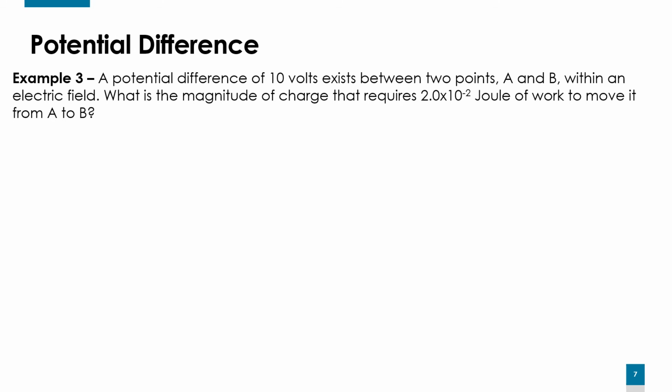Now let's read again and highlight the information that is given. A potential difference of 10 volts exists between 2 points, A and B, within an electrical field. What's the magnitude of charge? So it's asking about the charge that requires 2 times 10 to the power of minus 2 joule of work to move from A to B.